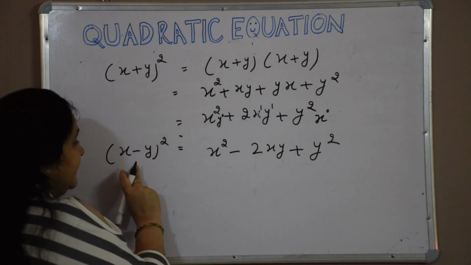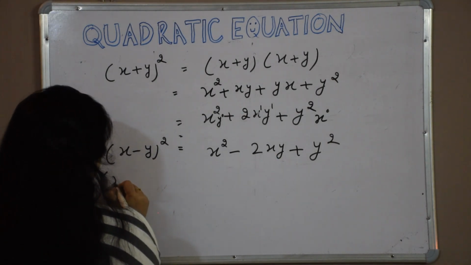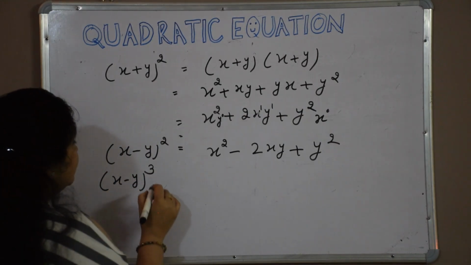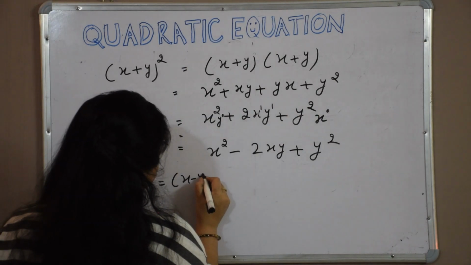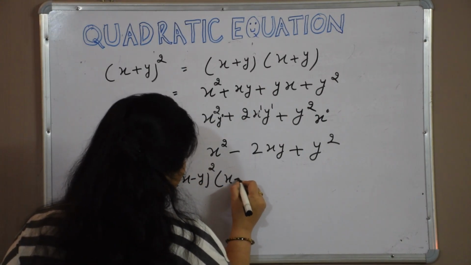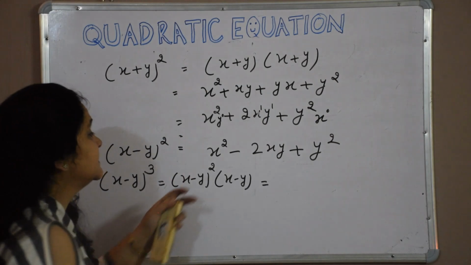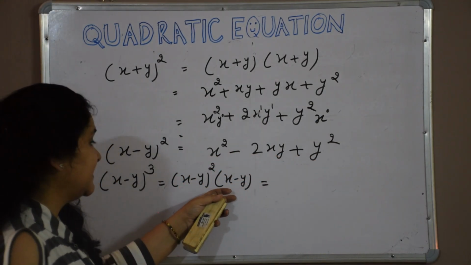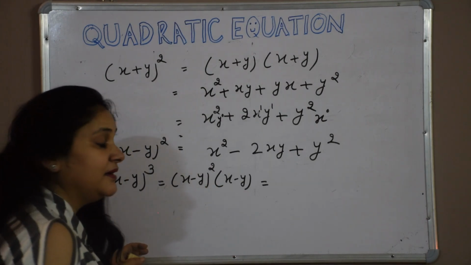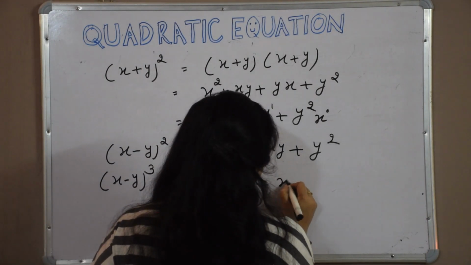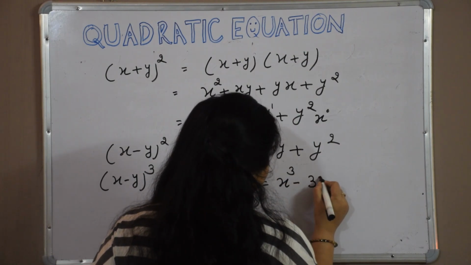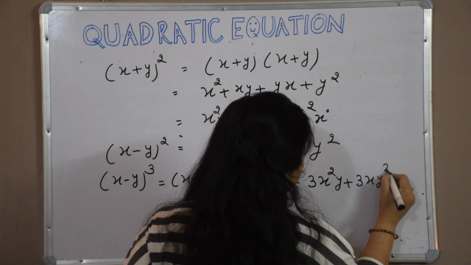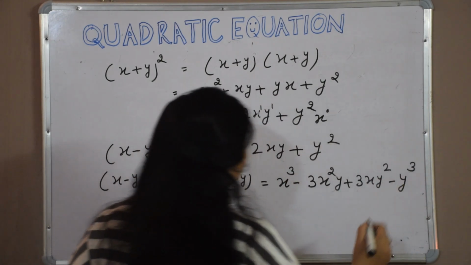Now when we are finding (x minus y) whole square, they can ask (x minus y) whole cube. (x minus y) whole cube means we have to multiply (x minus y) square by (x minus y). So it is x square minus 2xy plus y square, and you have to multiply this with x minus y. We get x cube minus 3x square y plus 3xy square minus y cube.